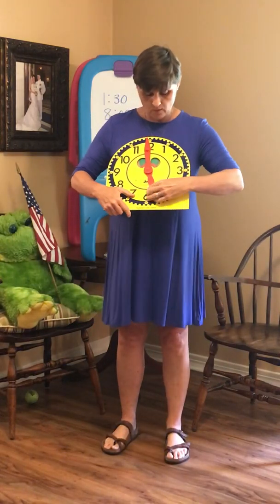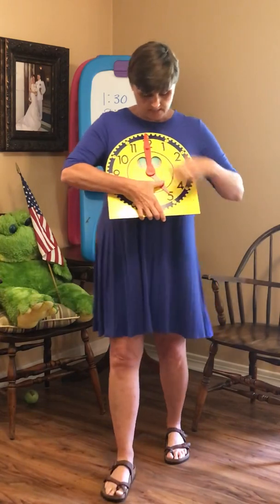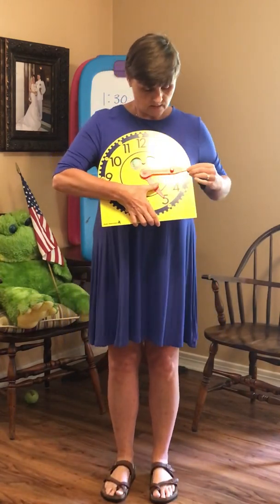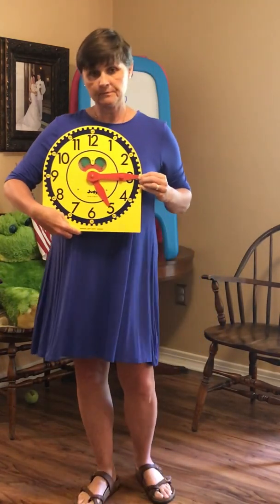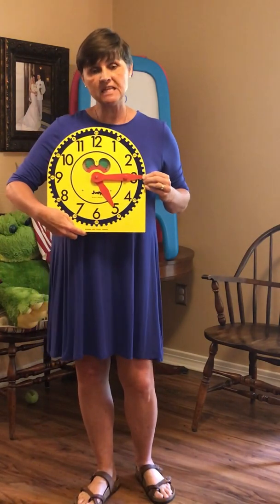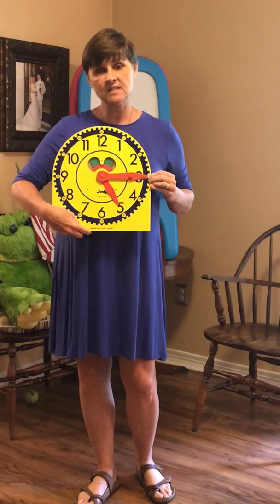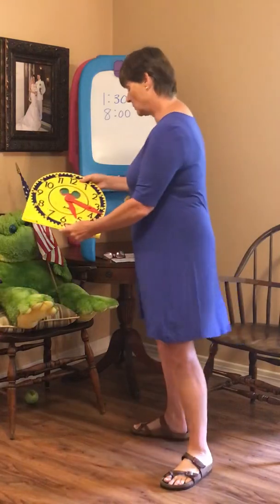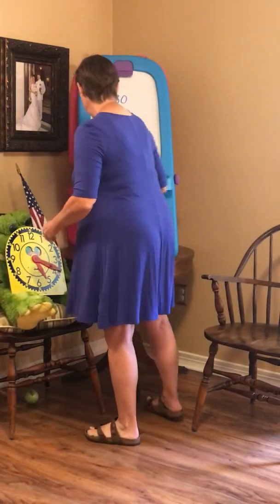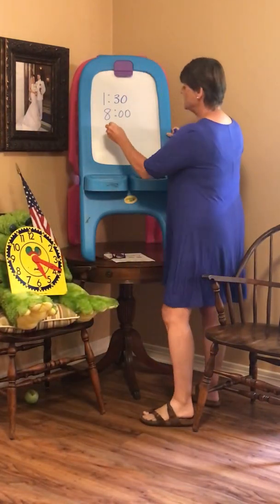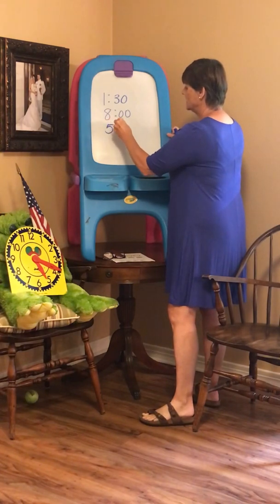And the last one that we learned is time to the quarter hour. So let's do that one. Here is, what is the time on the clock? 5:15. All right, how do we write 5:15? Just the way we say it. 5, 15.